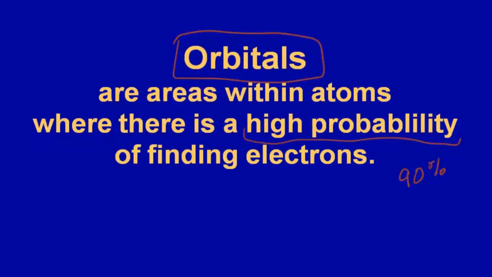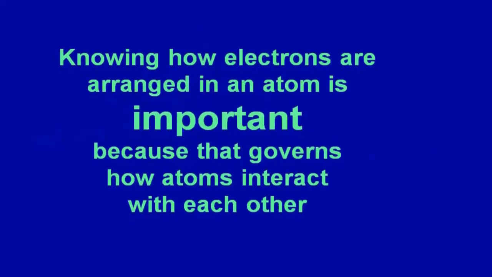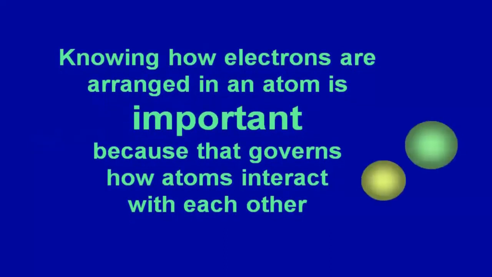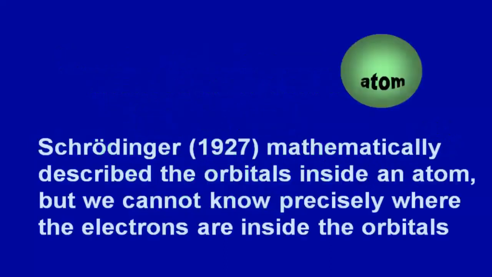We only can know with a certain amount of probability, 90%, where an electron might be, but not the path that it's taking. And that comes from Heisenberg's uncertainty principle. And as I said, this is important because the arrangement of electrons determines how atoms interact with each other.